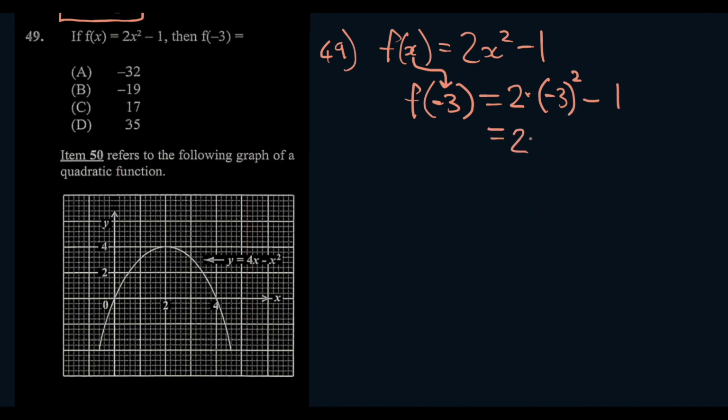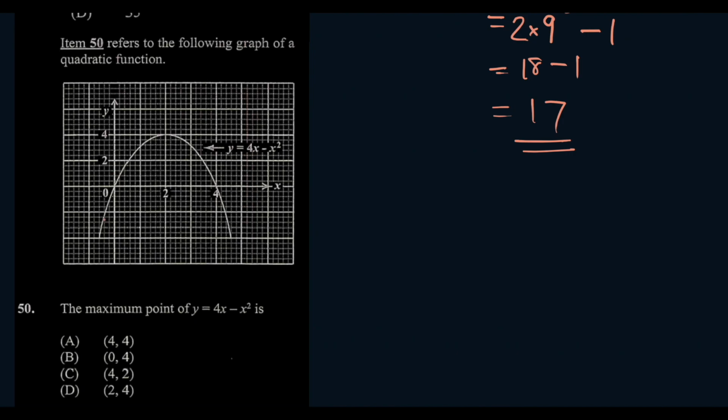So that's gonna be 2 times negative 3 times negative 3 is 9. That's what negative 3 squared means. Negative 3 multiplied by negative 3. And then we're going to take away 1 from that. So 2 times 9 is 18 minus 1 is 17. Therefore, our answer is 17.